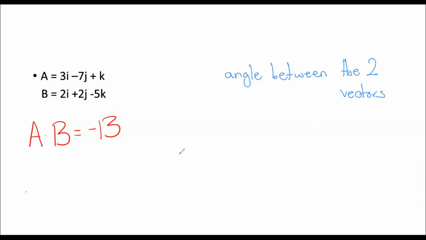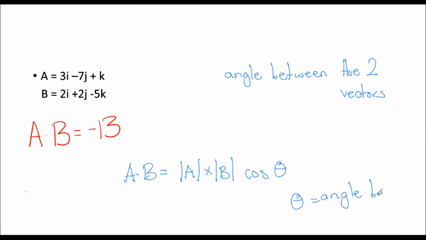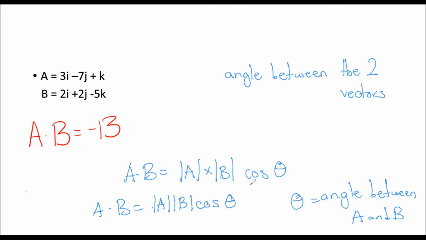So there's also a formula we can use and say A dot B will be equal to the magnitude of A, which is like this, times the magnitude of B cos theta, where theta is the angle between vector A and B. So write it like this. A dot B equals magnitude of A times magnitude of B cos theta.